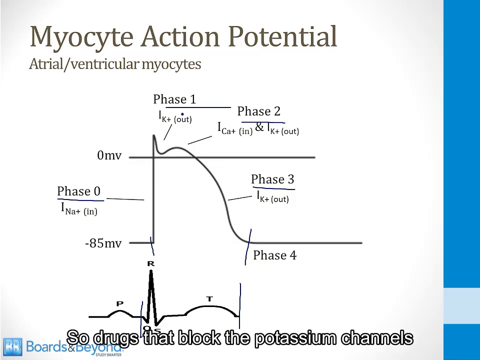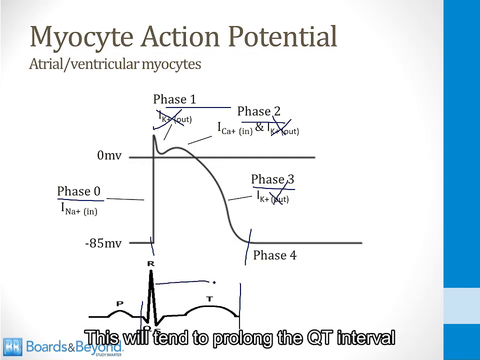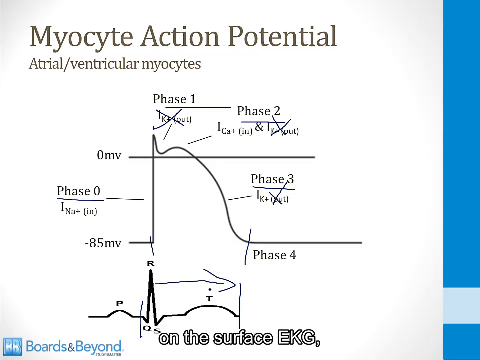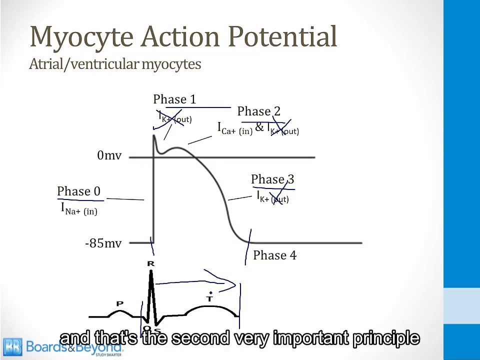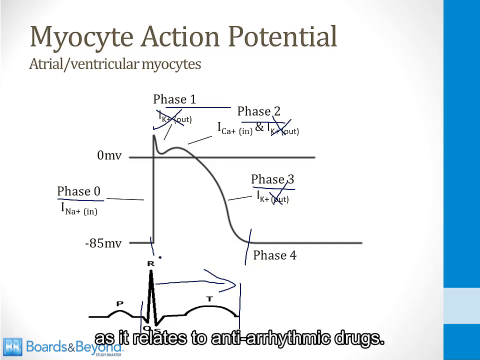So drugs that block the potassium channels will tend to lengthen phases 1, 2, and 3. This will tend to prolong the QT interval on the surface EKG, and that's the second very important principle you need to appreciate about the myocyte action potential as it relates to antiarrhythmic drugs.